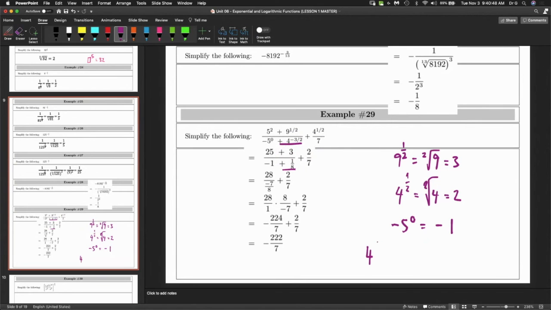So let's go through that one here. 4 to the negative 3 halves is 1 over 4 to the 3 halves, which is 1 over the square root of 4, and then you cube it. So that's 1 over 2, because the square root of 4 is 2, and then you cube it. So that's 1 over 8. So that's how you get the 1 over 8 there.